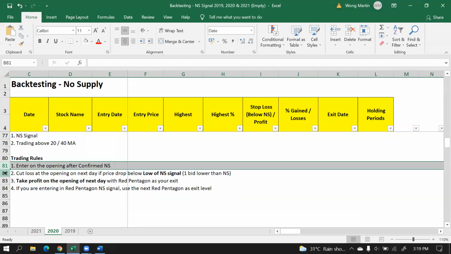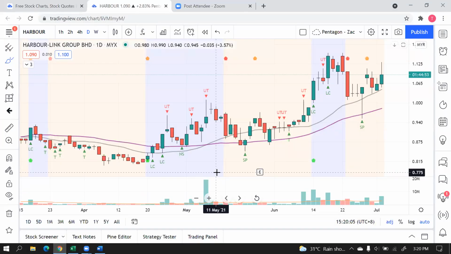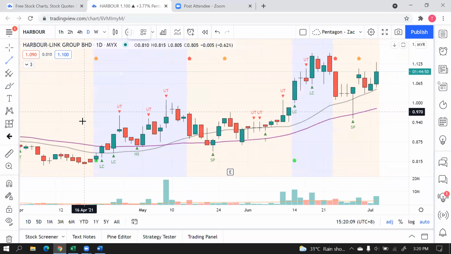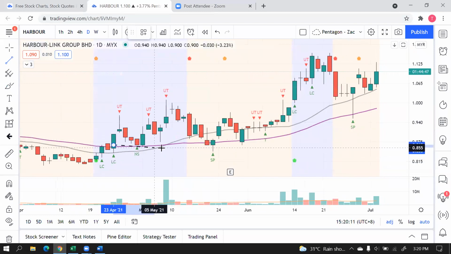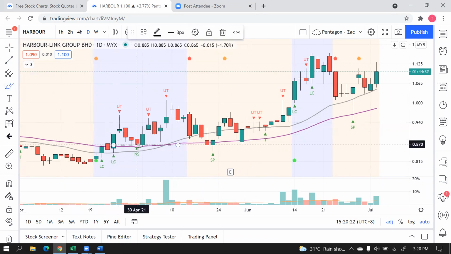Now a few things that we want to do for cut loss. Cut loss at the opening of next day if it drops below the low of the NS. One bit below the low of the NS. For example, where's the NS? This is the NS, so we take one bit lower of this NS. If the NS has some tail, you will take the tail, one bit lower than the tail. What one bit lower means is that if the stock is below 1 ringgit, it is 0.005, and if above 1 ringgit, it is 0.01. So that's one bit lower.